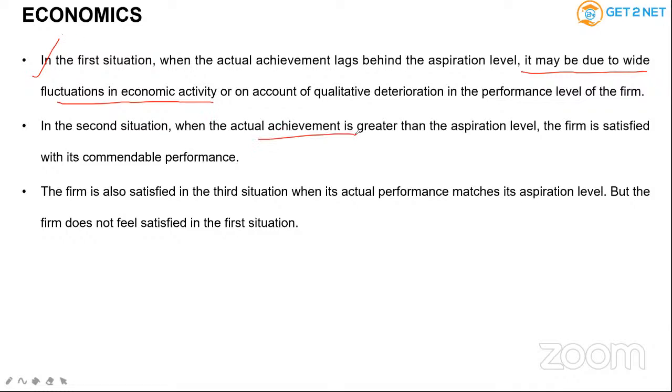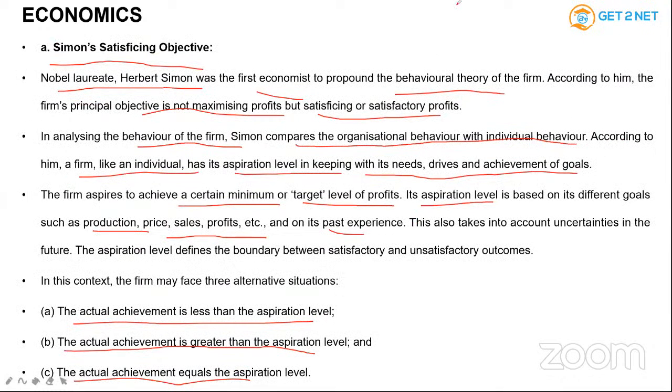In what condition does actual achievement go greater than the aspiration level? When the organization is satisfied with its performance. And when do they match? When the firm does not feel satisfied in the first situation. In that case, they just match with the aspiration level. So depending upon the condition, the achievement level and aspiration level of the organization fluctuates. Okay, so we are talking about Simon's satisficing objective for business organization.